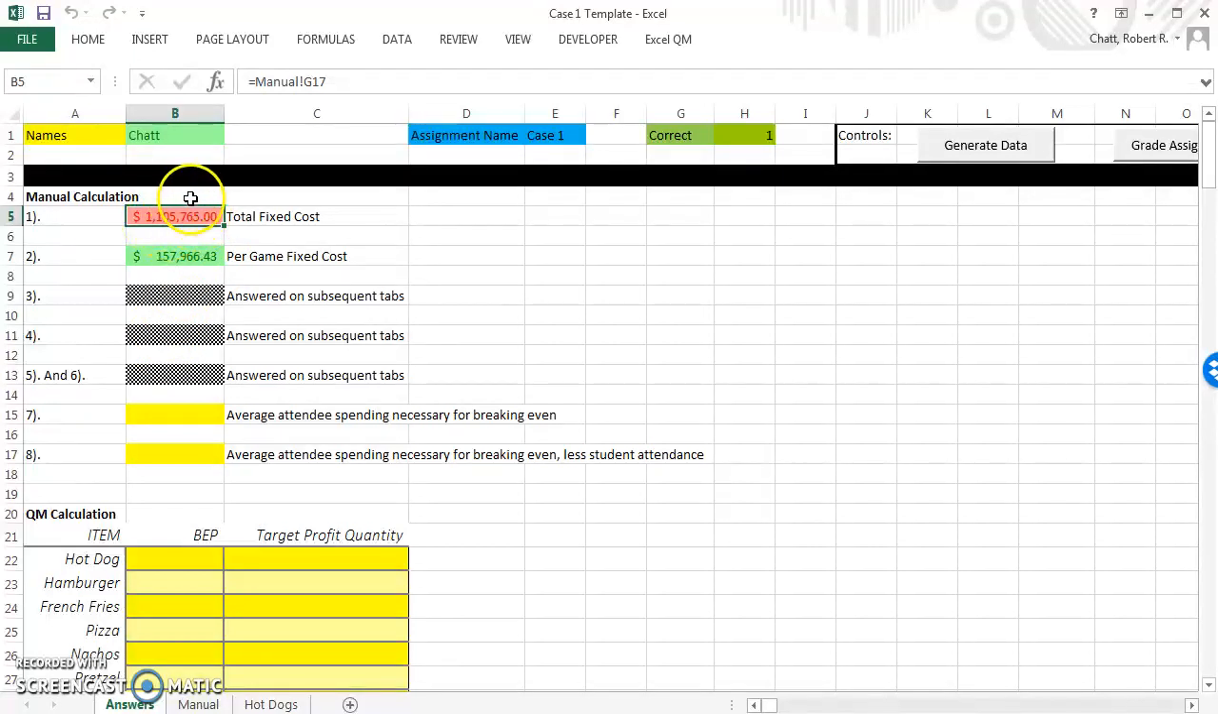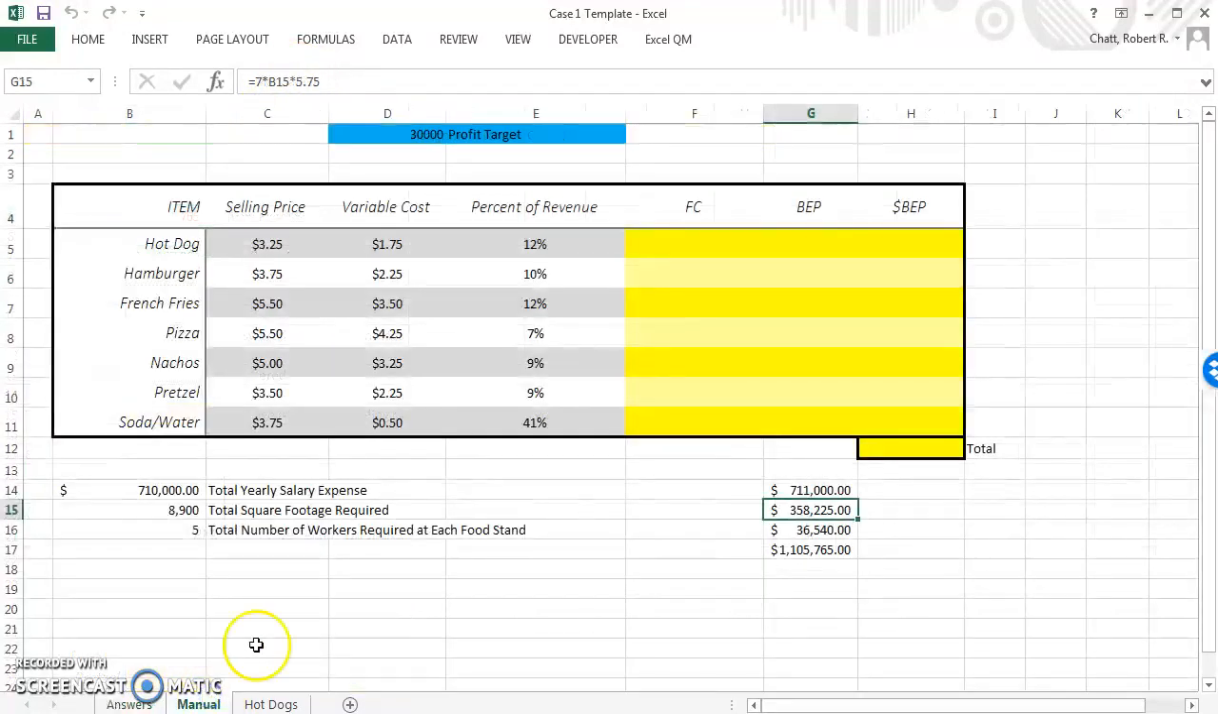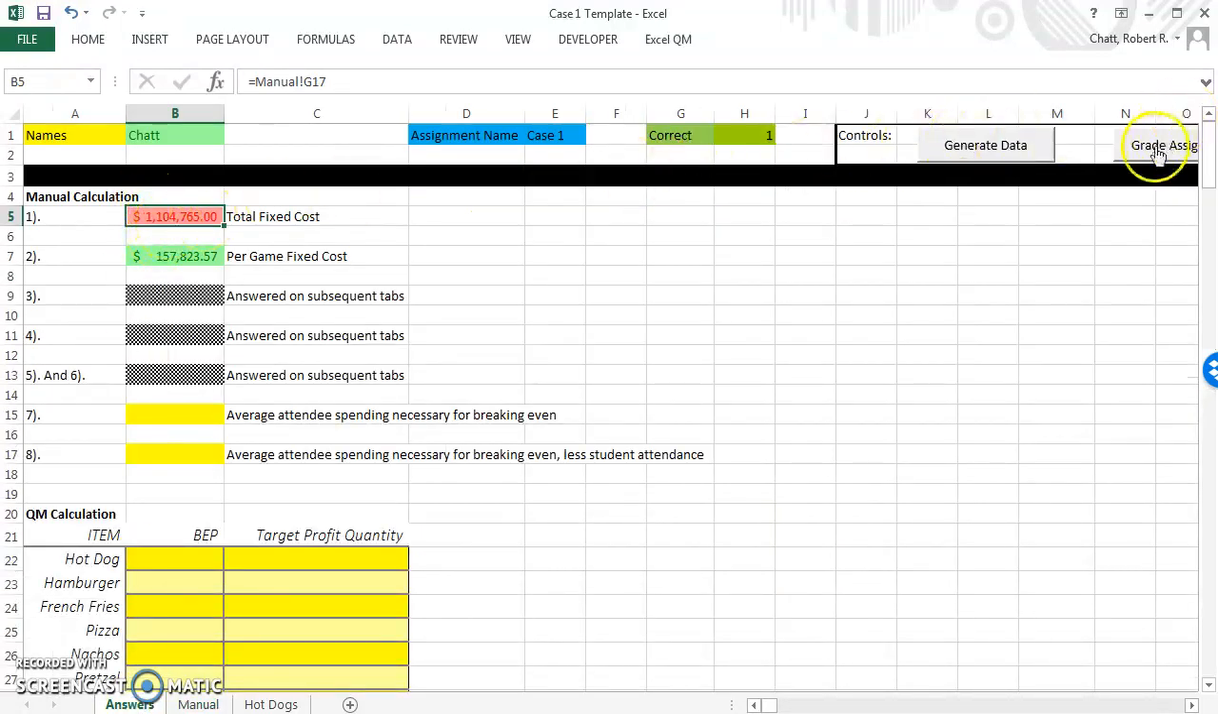Now the nice thing about this being a formula, right? This is equal to cell G17 on the manual tab. That's what this means in the formula bar. So because this is formulaic, if I come in here and fix my error and say again 710, this number updates here, which updates the one here, which means when I click grade assignment, boom, it fixes it for me.